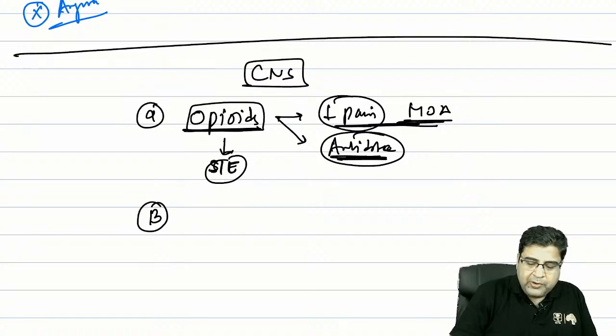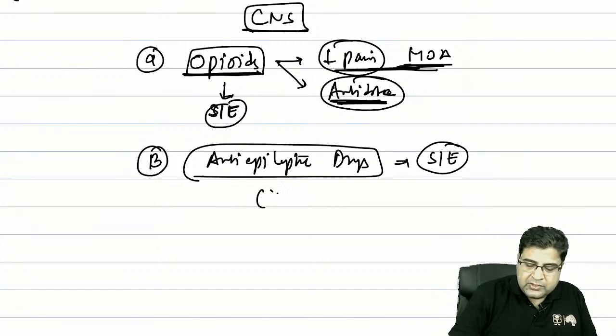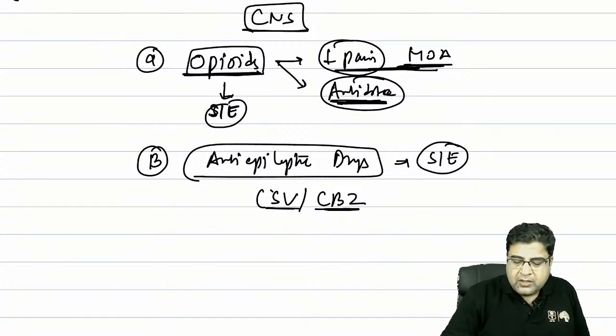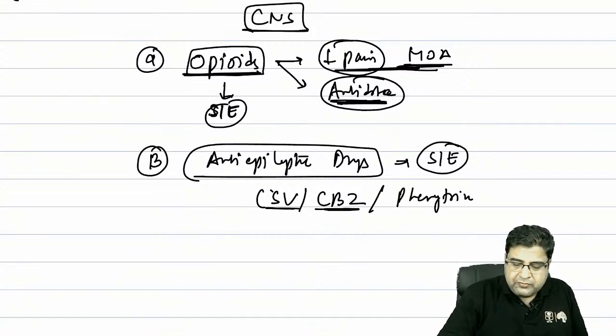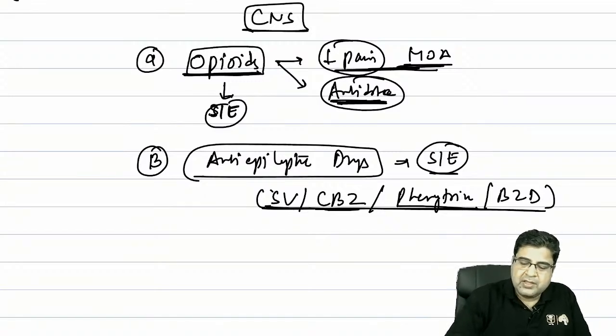Now, apart from opioids, guys, you have to read the basics about anti-epileptic drugs. Maximum, you have to read the side effects of anti-epileptic medicines, and that is only sodium valproate and carbamazepine. So sodium valproate, carbamazepine, you have to read, right? Phenytoin, you have to read. Phenytoin, benzodiazepine. These are the anti-epileptics that you have to read: sodium valproate, carbamazepine, phenytoin, benzodiazepine side effects.